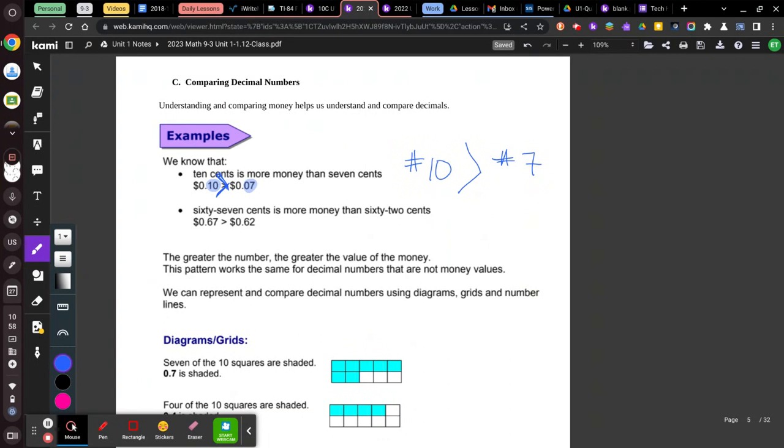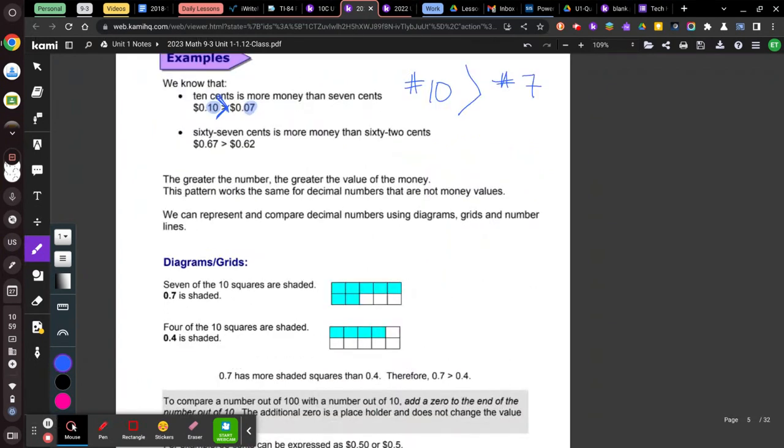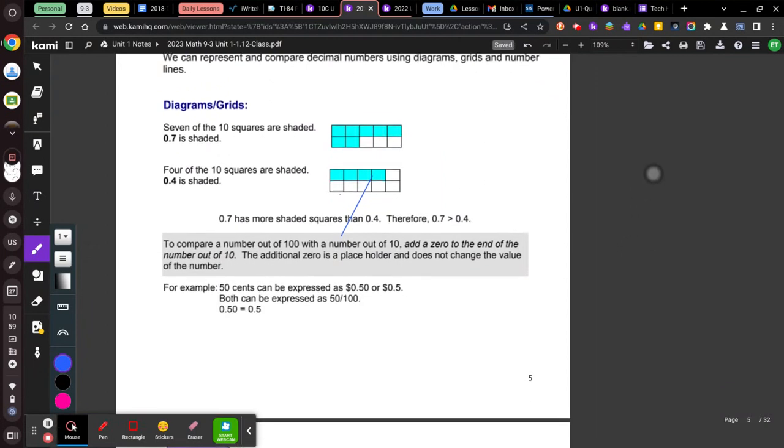If you need to draw the diagram, you can draw the diagram. You can draw pictures if you need to. This would be 10 out of 100 versus 7 out of 100. Which one's bigger? The 10. Over here, you've got 67 out of 100 versus 62 out of 100. Who is bigger? The 67. So again, you're just comparing the numbers. And again, you can draw them.